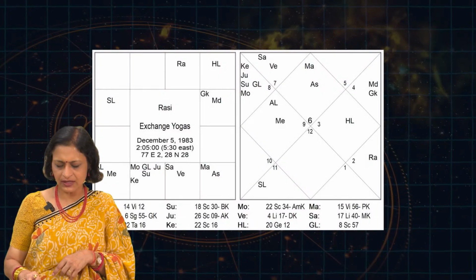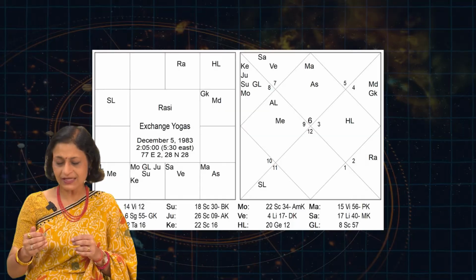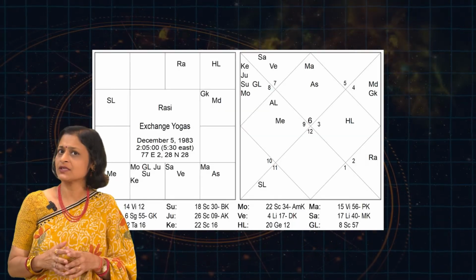Now I had this case study. When I looked into the D1 chart, I found that Venus is in its own house with Saturn. It's a very good position because Venus is Swagrahi.